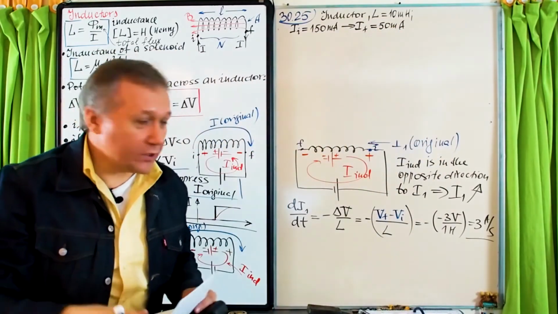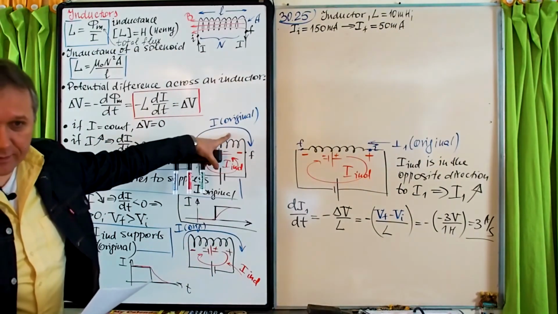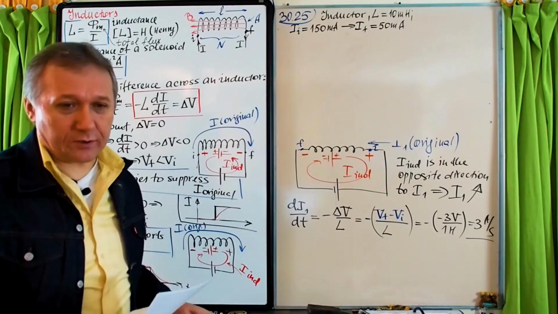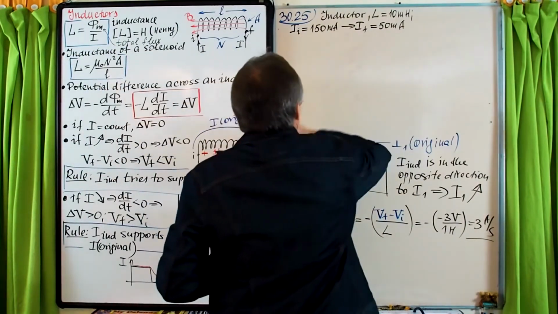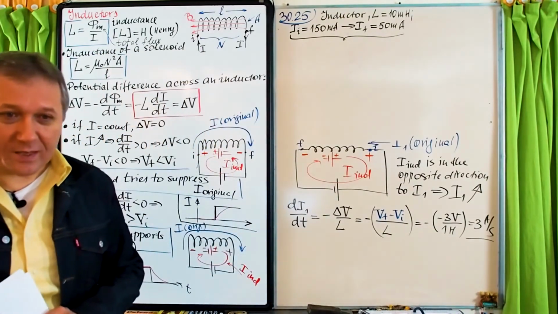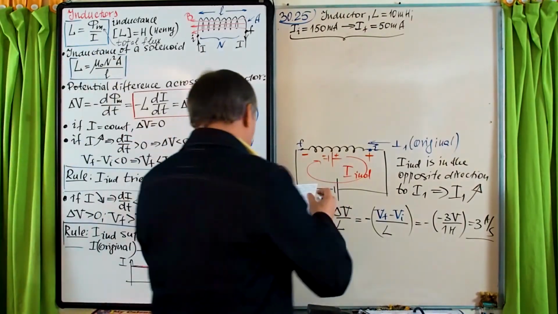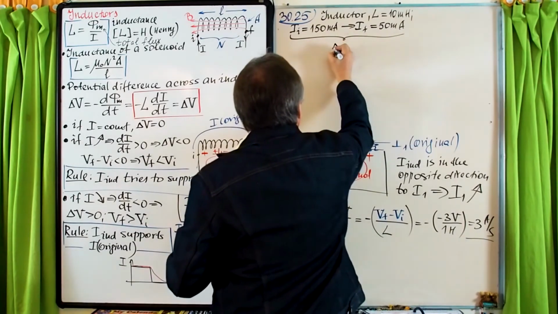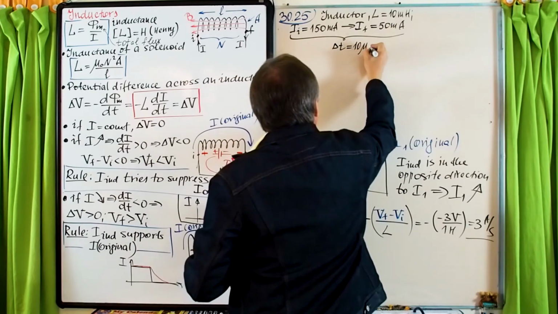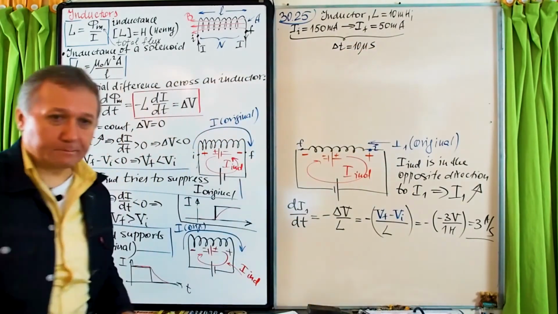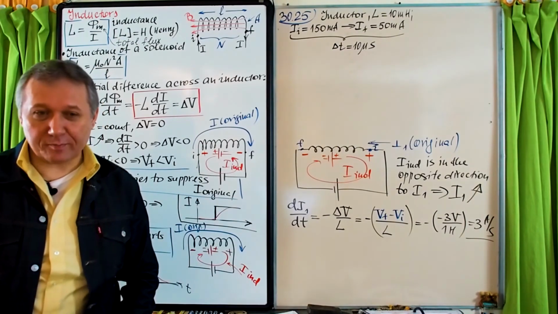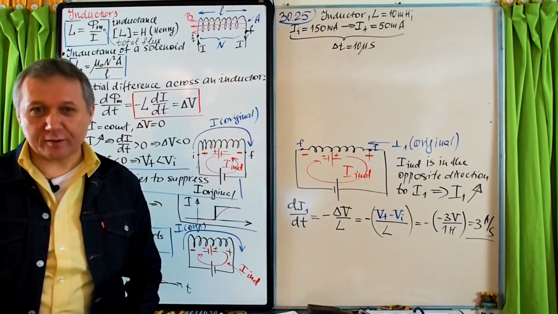This is information about this original current, right? It changes in time, so final and initial. Right, and these changes in the current happen in this period of time, delta t, 10 microseconds. So we need to find what potential difference is created by a solenoid in this case.